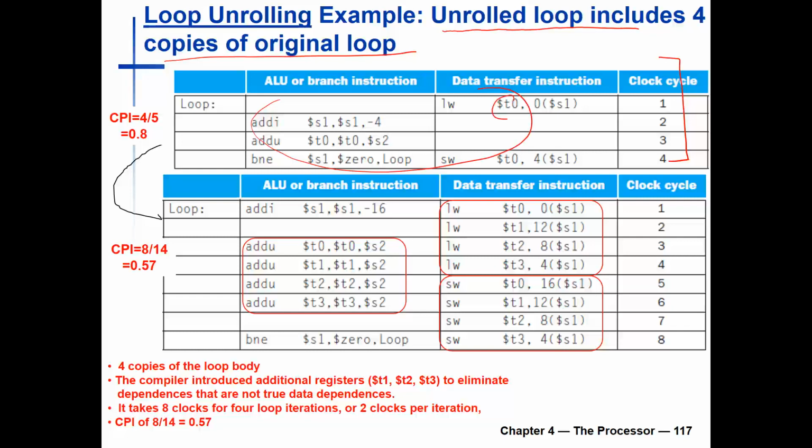Now, notice that this T0 is overused. I don't need to use the register T0 every time. I can use other registers like T0, T1, T2, T3. Using other registers, or register renaming, removes these fictitious dependencies and allows me to use multiple copies of the loop inside this major loop.